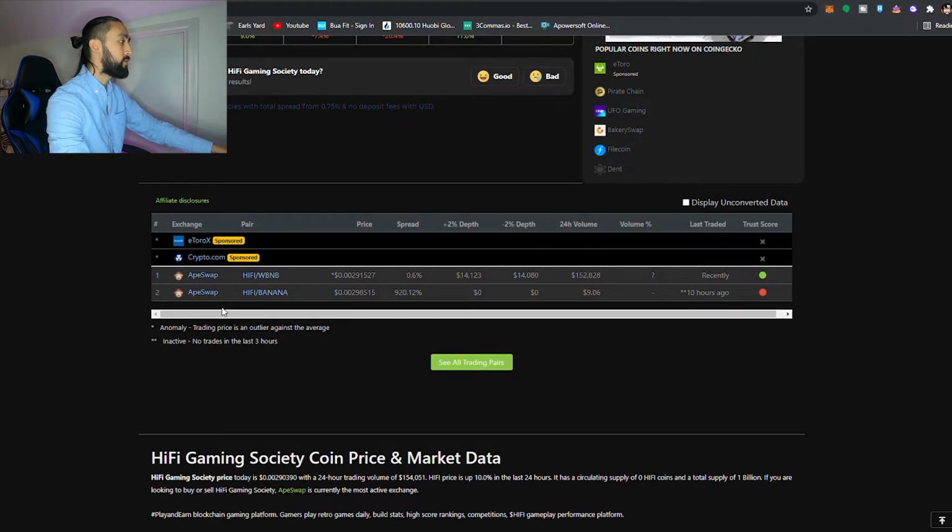If you do want to pick it up, folks, you can go over to ApeSwap to do it, okay? So they've got a pair with HiFi against Banana and HiFi against WBNB. You're going to need a MetaMask wallet and attach a custom blockchain, Binance Smart Chain, to do that. You're going to need to load that wallet up with some BNB and use that WBNB once you're on ApeSwap to actually get your HiFi there, okay?